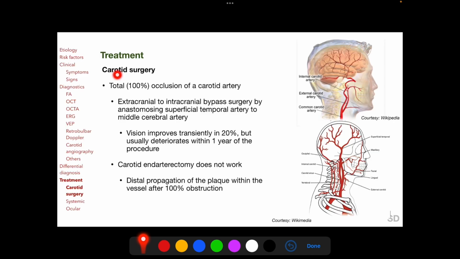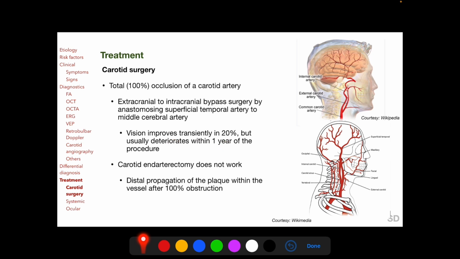Carotid surgery is the definitive treatment for ocular ischemic syndrome, and total or 100% occlusion of a carotid artery requires extracranial to intracranial bypass surgery by anastomosing the superficial temporal artery to the middle cerebral artery. Following this procedure, vision improves in only 20% of patients, and that too transiently, but usually deteriorates within 1 year of the procedure.